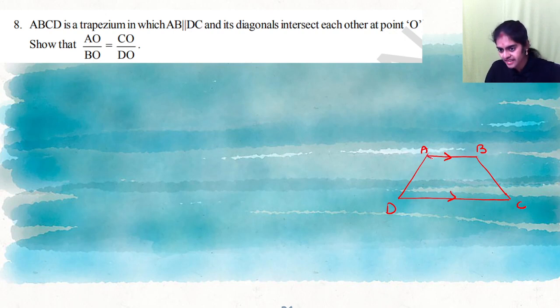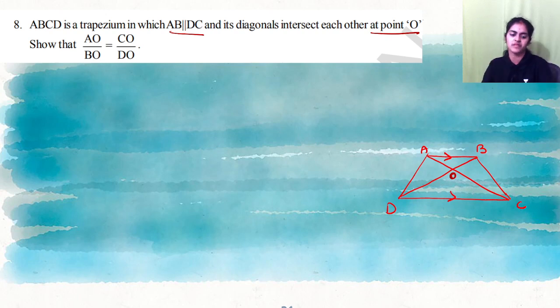Now diagonals. Diagonals are nothing but the line segment which is joining the opposite vertices. A and C are opposite vertices, so if I join A and C, that is one diagonal. B and D are opposite, if I join them, that is one more diagonal. And O is the point of intersection of both the diagonals. Okay, so they are intersecting at O. Clear till here? Okay, AB is parallel to DC.